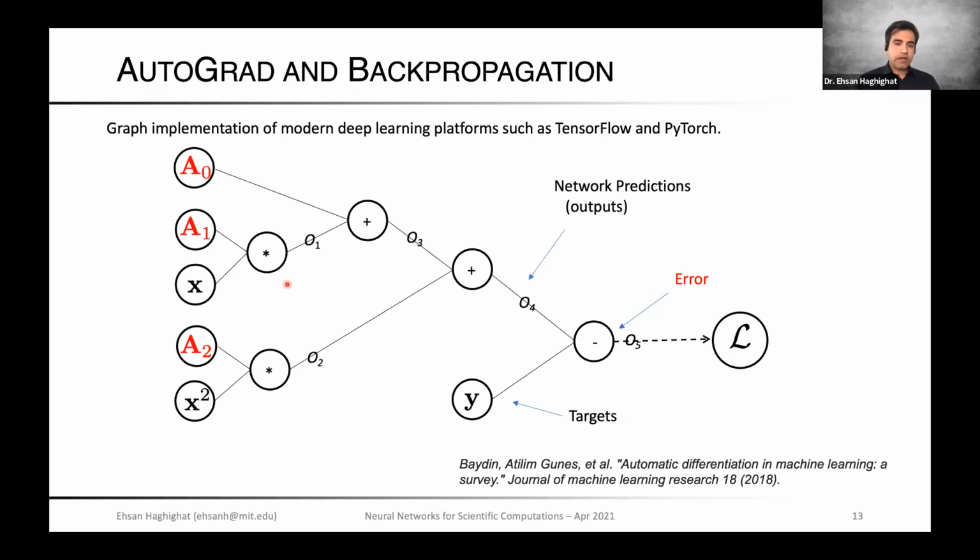Also, it can be parallelized heavily because if you observe here, this operation is independent of this operation. So they can be done in parallel, and then they can be added together later on. So this graph-based implementation was really important, which happened, I think, in Theano as the first package, and later on in TensorFlow. Every deep learning framework now has such an implementation.